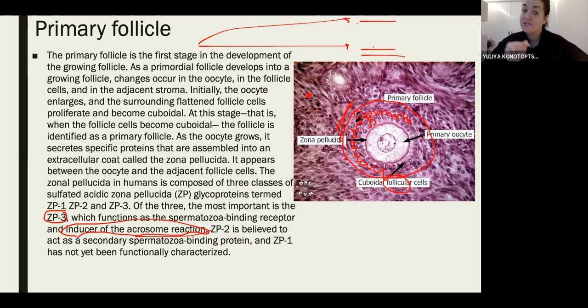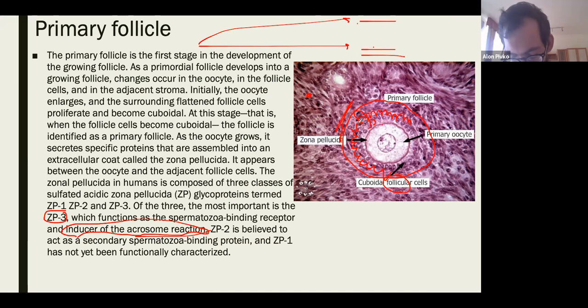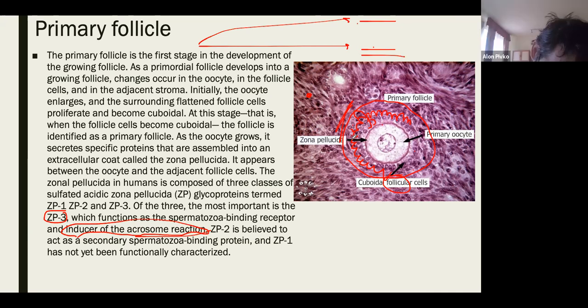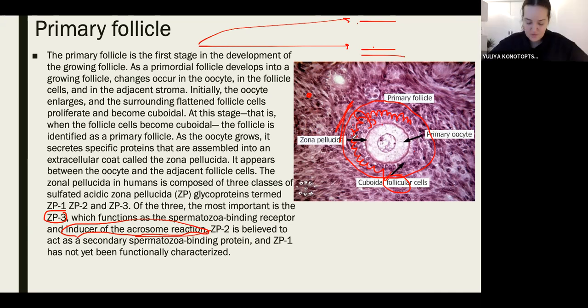The theca interna cells have a receptor for LH. If LH binds to theca interna cells, what will they make? Estrogen? No, they will make a precursor of estrogen. They will not make estrogen.